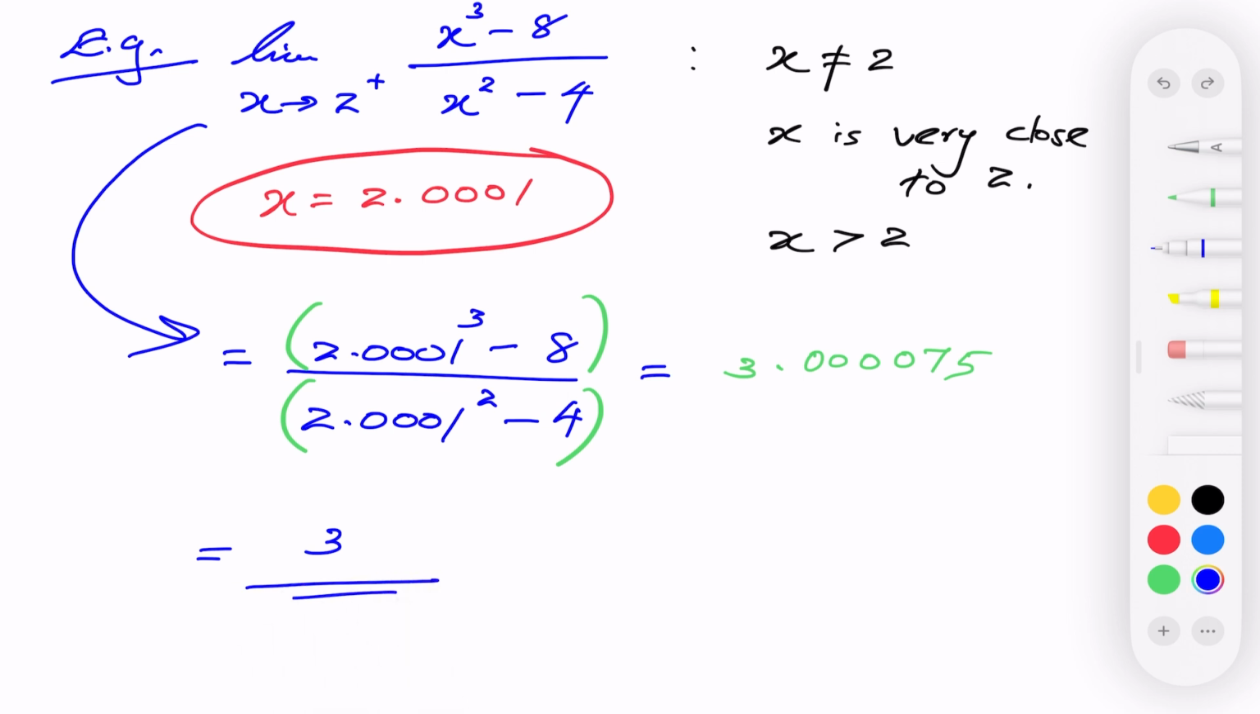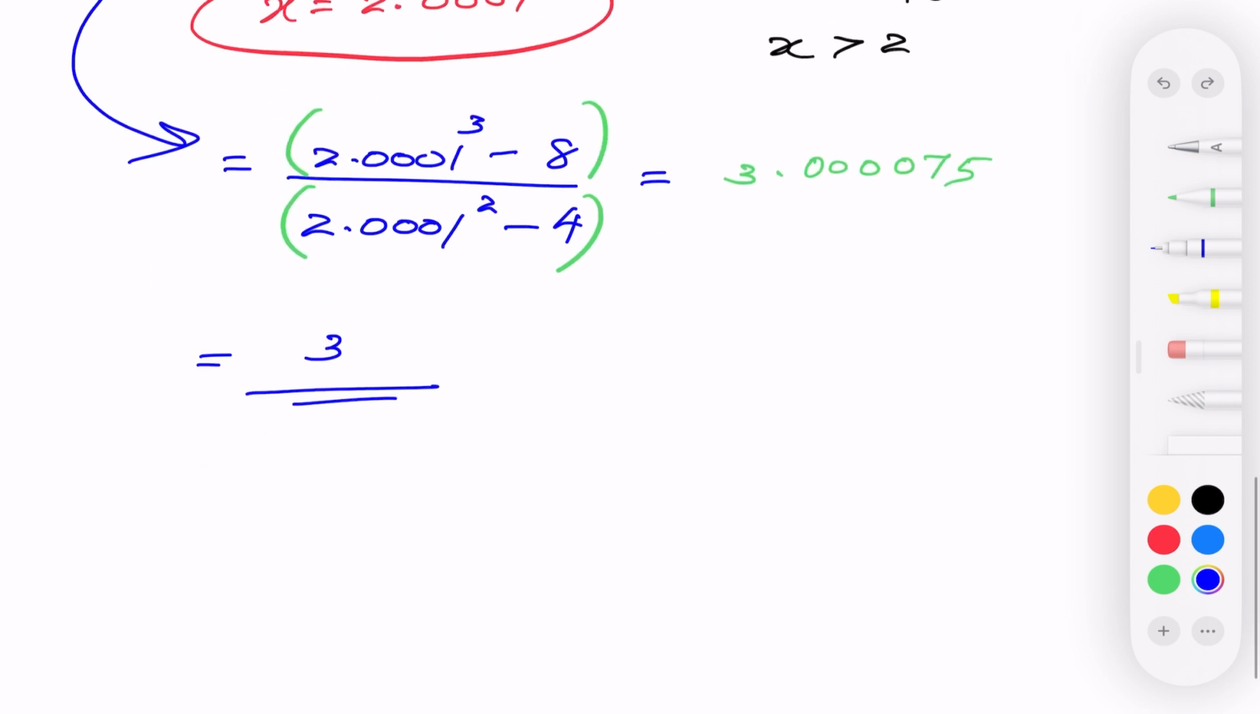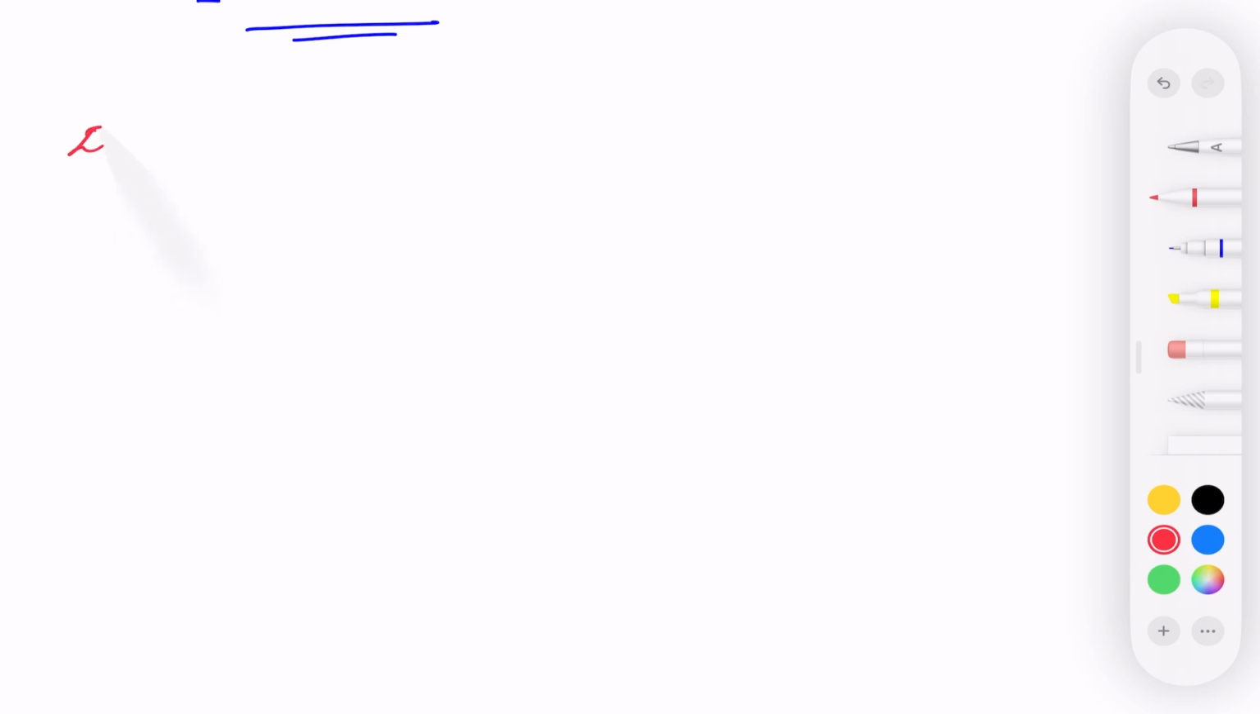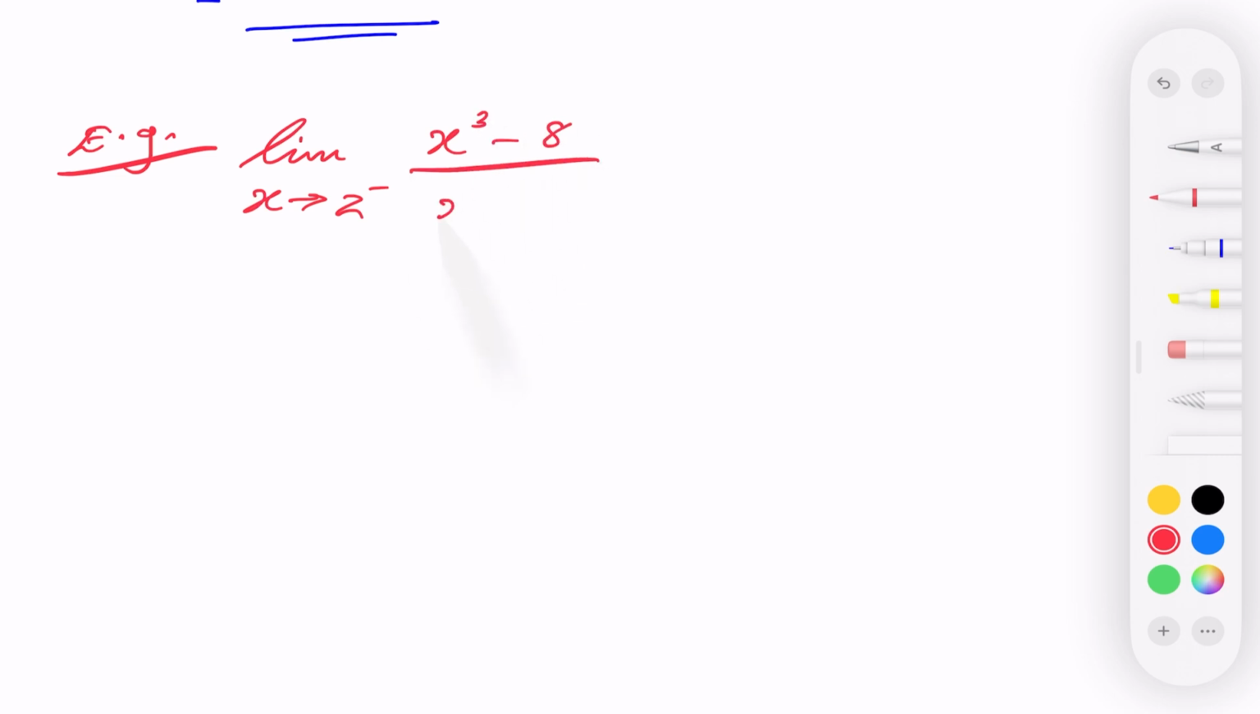We will do another example. It's going to be the same function, but this time I'm going to evaluate the left-hand limit. So for this question, I have the limit as x approaches 2 from the left-hand side of x cubed minus 8 divided by x squared minus 4.